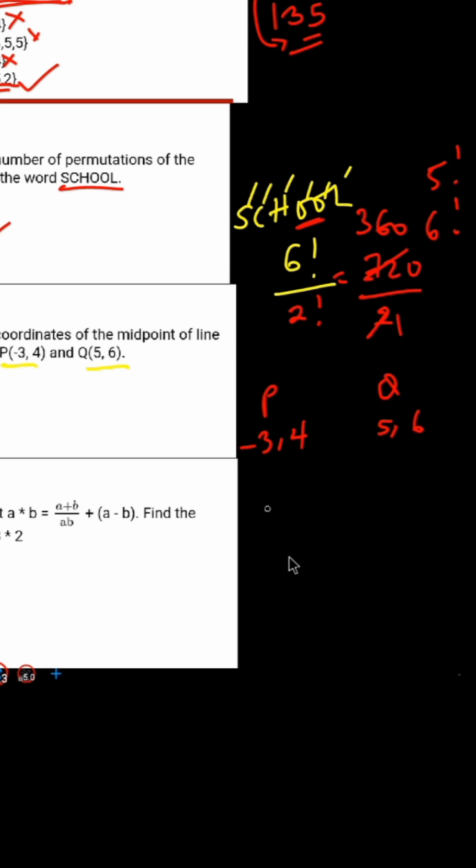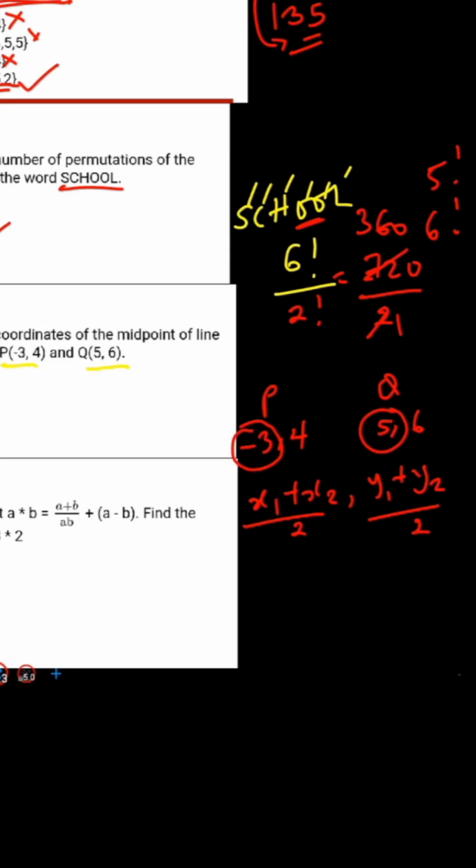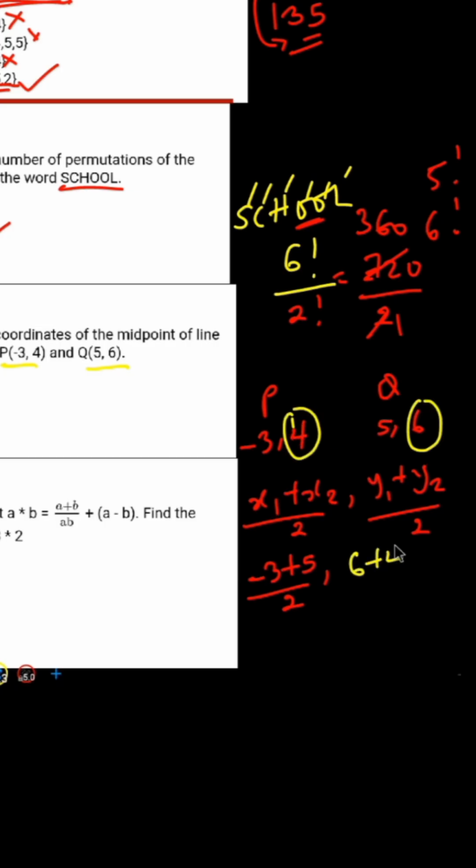For the midpoint, use this formula: x1 plus x2, divided by 2, comma, then y1 plus y2, divided by 2. Then just plug it in. This is x1, this is x2. So I'm going to do -3 plus 5, or 5 plus -3, any one you like, divided by 2, comma. Then go to the next side. I'm using y now, so this will be y1, this will be y2, so that will be 6 plus 4, then divide by 2.